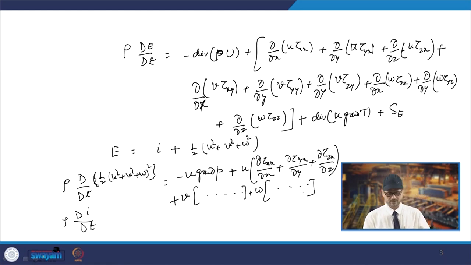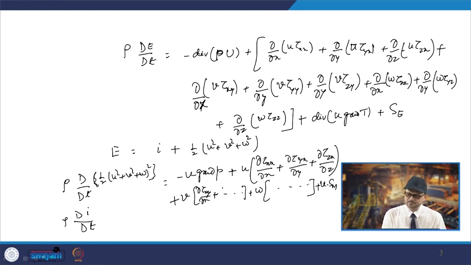So all these terms will come here, and then you have the u times the source term. If you take v times, it will be ∂τxy/∂x plus ∂τyy/∂y plus ∂τzy/∂z. Similarly for w also these terms will come. Those components will be for the D by Dt of half of u square plus v square plus w square, the kinetic energy part, and for the internal energy part you will have other terms coming.